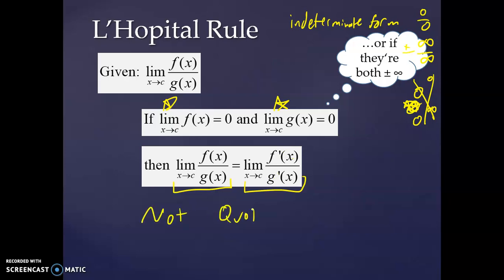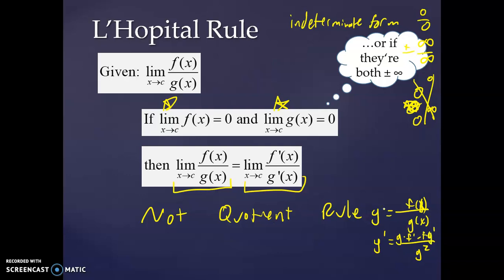Note that this is not the quotient rule. This has nothing to do with the quotient rule. The quotient rule is if you're trying to take the derivative of a function that has a function on the top and the bottom. So if I was trying to find the derivative of y prime, that's where I'd have to use the quotient rule, and I'd have g squared, g times f prime minus f times g prime. The quotient rule has nothing to do with L'Hôpital's Rule. L'Hôpital's Rule is for limits. So if you see a limit of a fraction, that's when you might be using L'Hôpital's Rule. Make sure you write out separate limit statements for the top and the bottom.